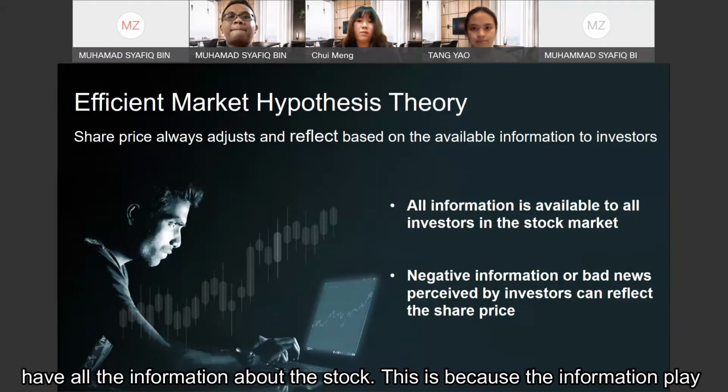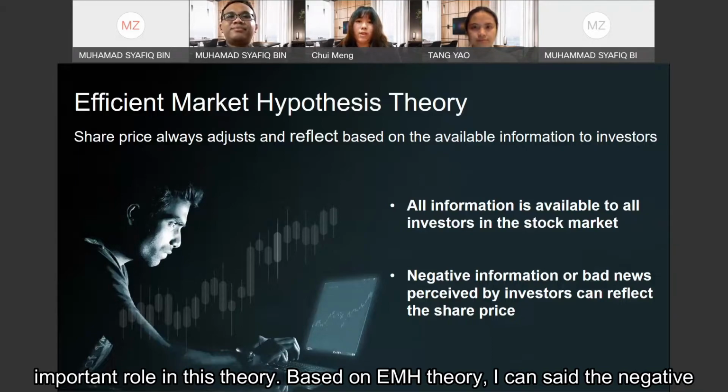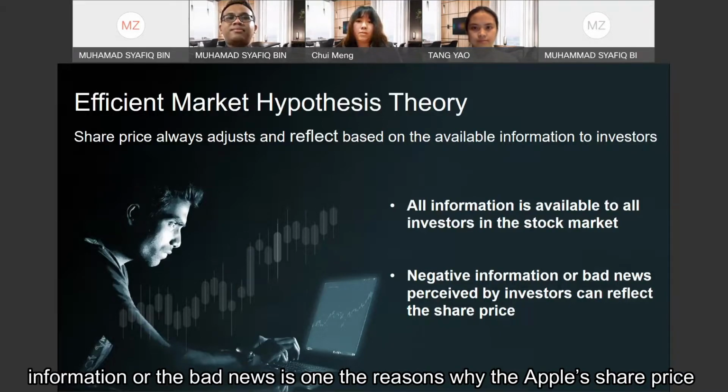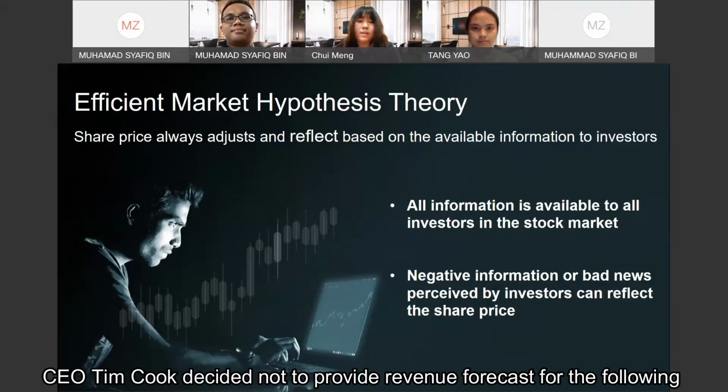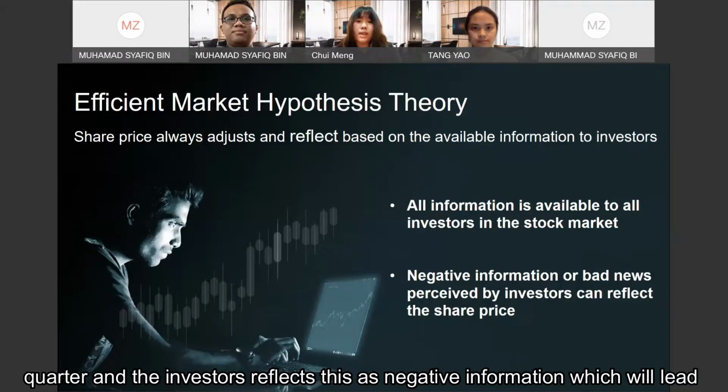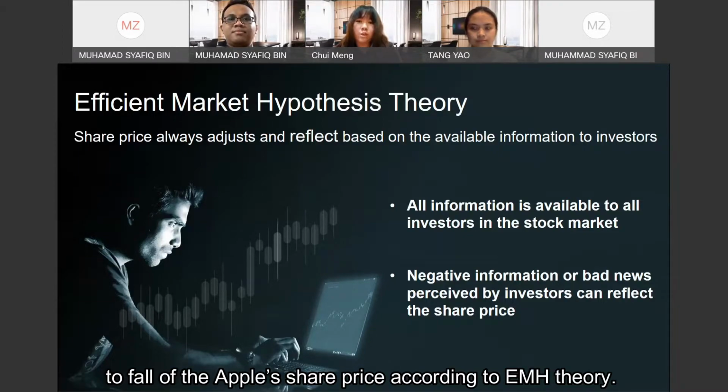This is because information plays an important role in this theory. Based on the efficient market hypothesis theory, I can say the negative information or the bad news is the reason why the Apple share price went down, although Apple has recorded a huge revenue. Based on the case, CEO Tim Cook decided not to provide a revenue forecast for the following quarter, and the investors refer to this as negative information, which will lead to the fall of the Apple share price according to the efficient market hypothesis theory.